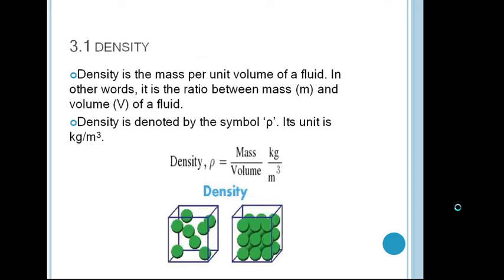So first one is density, or we can say mass density of a fluid. The density is the mass per unit volume of a fluid. In other words, it is the ratio between mass and volume of a fluid. The symbol for density is rho. The SI units are kg per meter cube. So the simple equation for density is rho is equal to mass upon volume. Units are kg per meter cube.